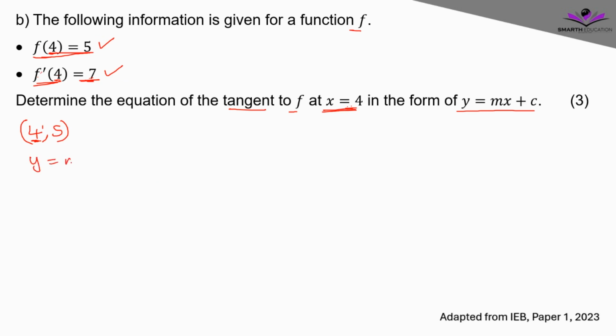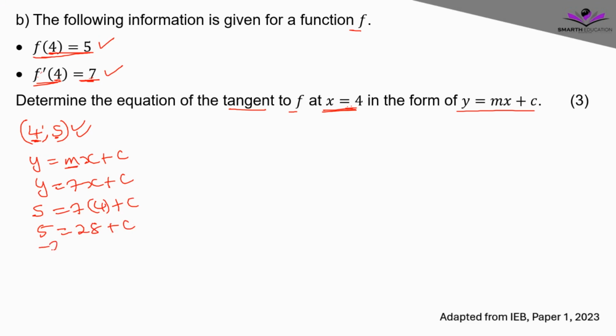y is equal to mx plus c. The gradient is 7 when x is equal to 4. So y is equal to 7x plus c. Now we're going to use the coordinates of the point. Where there's y we put 5, where there's x we put 4. So 5 is equal to 7 times 4, then plus c. So 5 is equal to 28 plus c. Then 5 minus 28, that is negative 23, is equal to c. Therefore, y is equal to 7x minus 23.